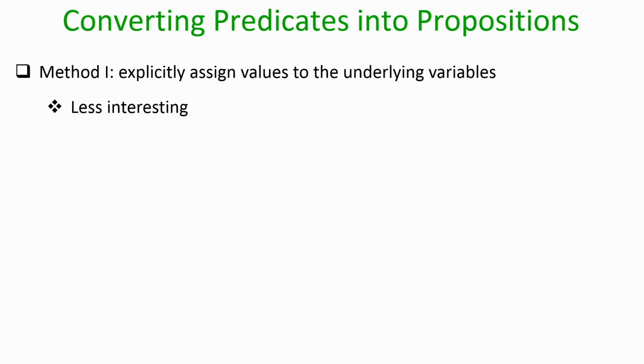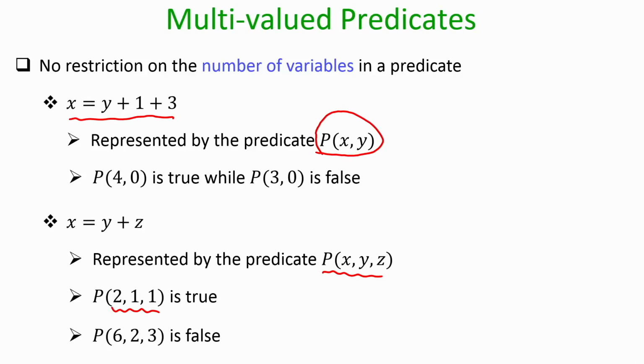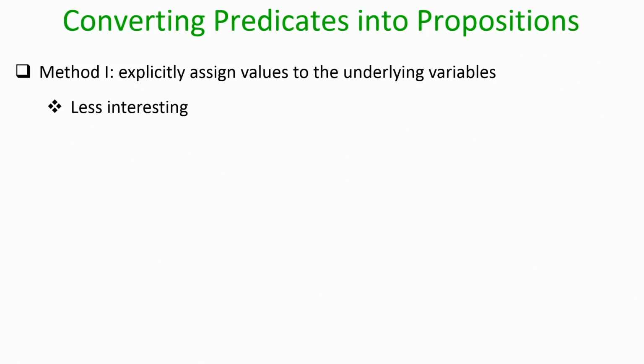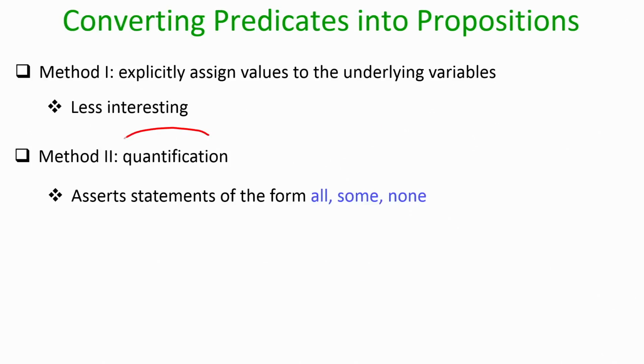So, now once we have predicates, we will be interested to convert them into propositions, because then only we can apply the rules of inference, rules of mathematical logic, and do something meaningful with the resultant propositions. It turns out that there are 2 methods of converting predicates into propositions. Method number 1 is you explicitly, manually assign values to the underlying variables, but it is less interesting. We are not interested in this method, and this is what we were doing till now in all the examples I have demonstrated. I have manually assigned the values to my underlying variables and converted the resultant predicates into propositions.